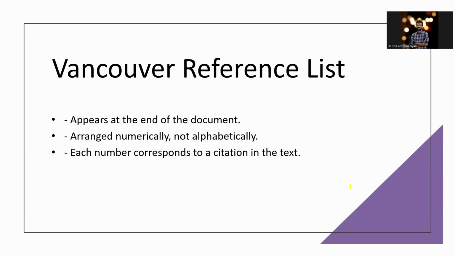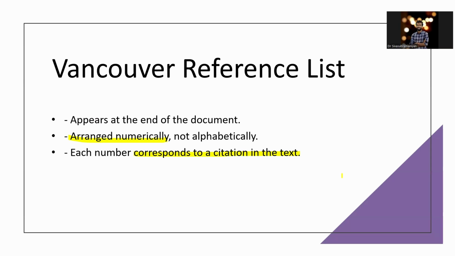So at the end, we have a reference list. How it should appear and what are the things that we should consider. It appears at the end of the document and is arranged numerically. It's not alphabetical. While some other citation styles arrange it alphabetically, here it is numerical. Each number corresponds to the citations in the text. For example, it will be like 1, 2, 3, in the order in the document. In case 1 is repeating after 3, it will still be 1. It will not be repeated as 4 again.